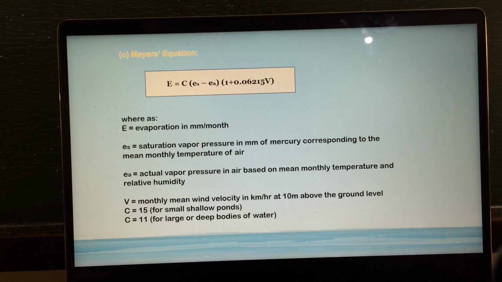E sub S stands for saturation vapor pressure in millimeter of mercury corresponding to the mean monthly temperature of air. E sub A stands for actual vapor pressure in air based on mean monthly temperature and relative humidity. V stands for monthly mean wind velocity in kilometer per hour at 10 meter above the ground level. C is equivalent to 15 for small shallow ponds, while C is equivalent to 11 for large or deep bodies of water.